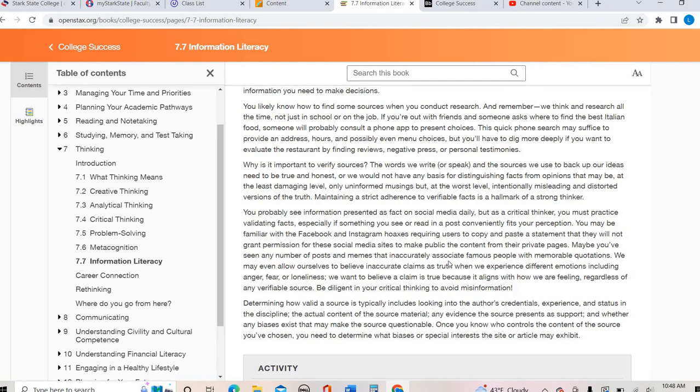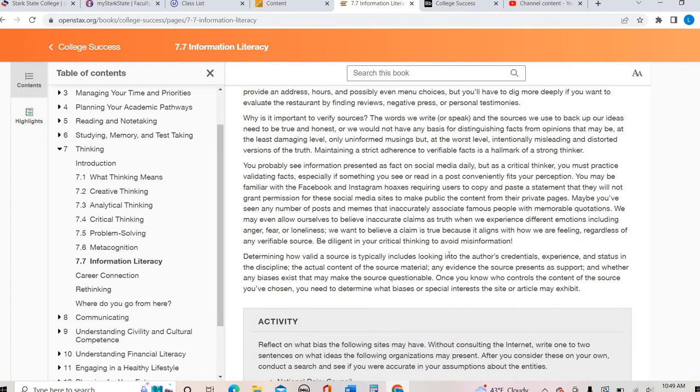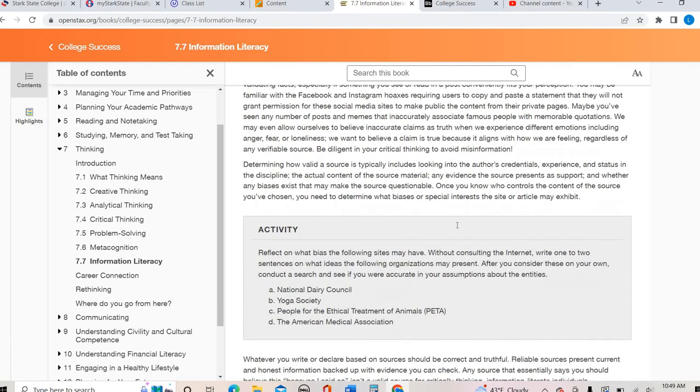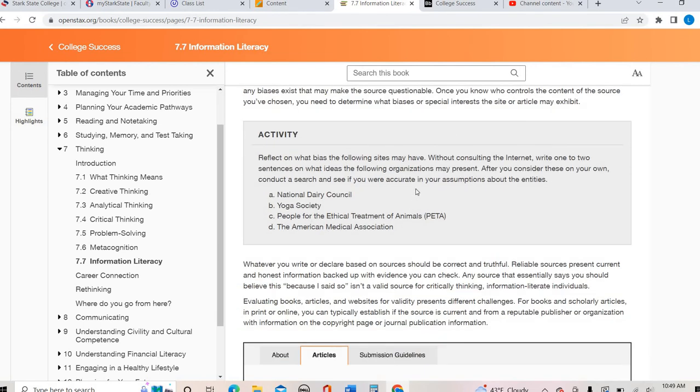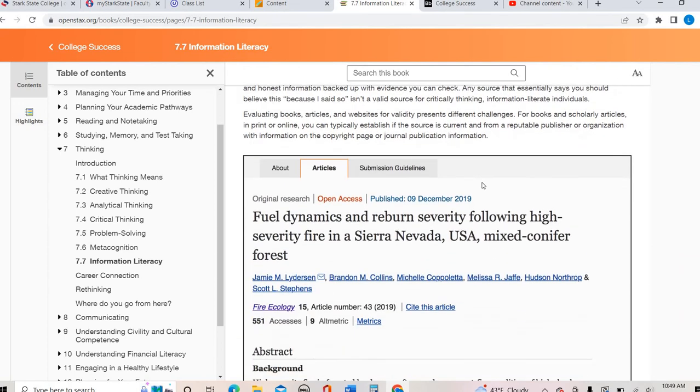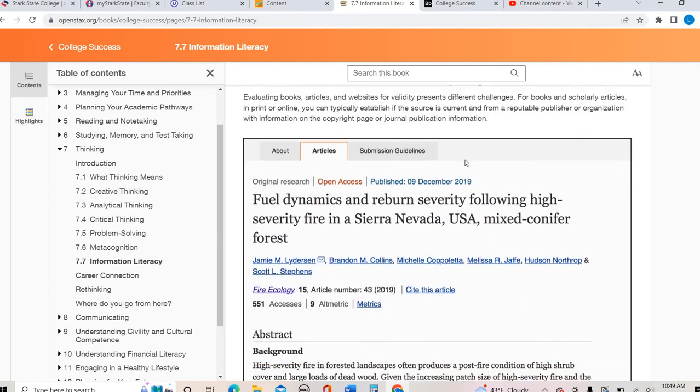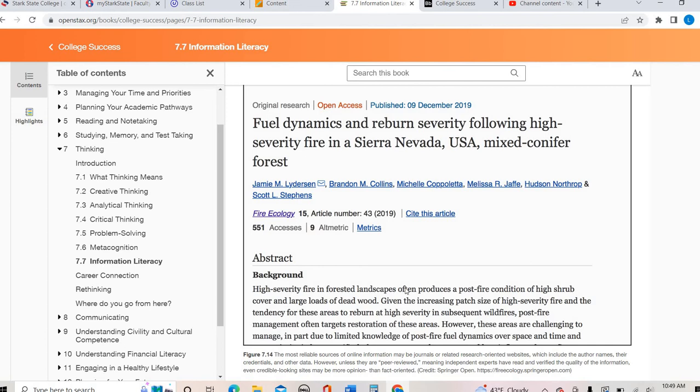If we're looking at social media, we have to be really careful about the kind of information we take as truth or opinion on social media. So here are little activities again. Something else that I think is important and goes along with information literacy is knowing about these sources, and they use examples of these scholarly sources here.